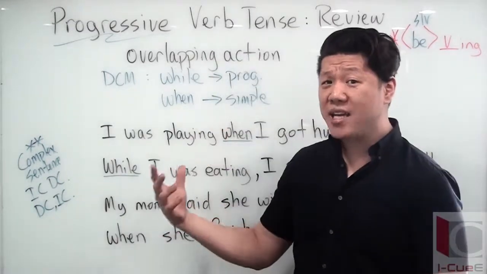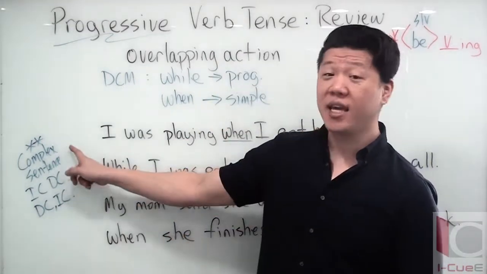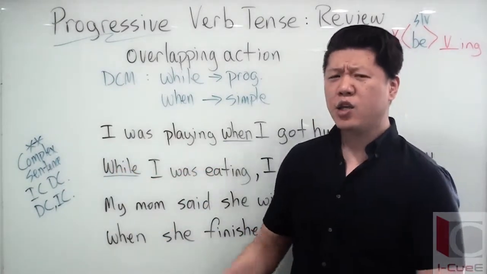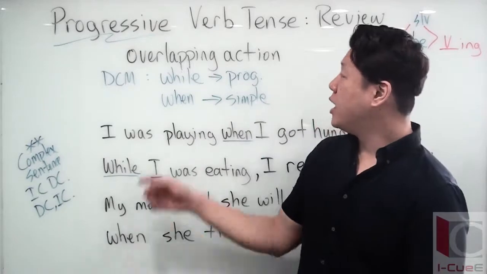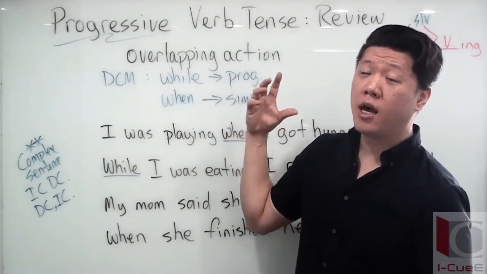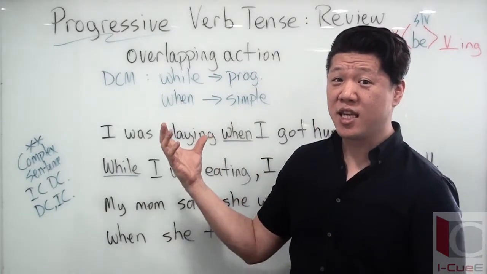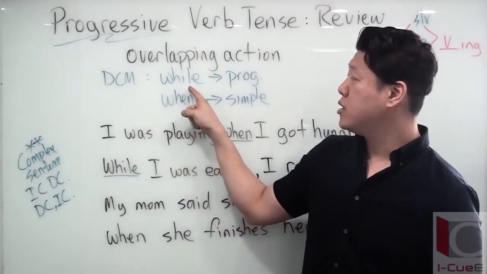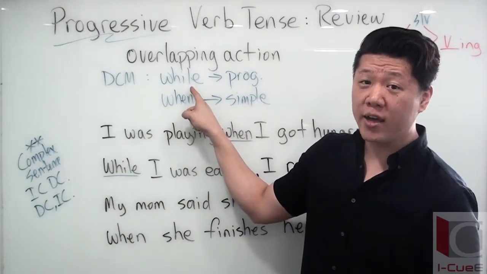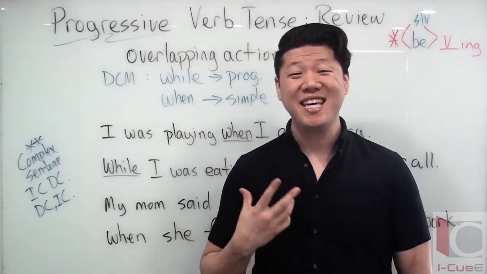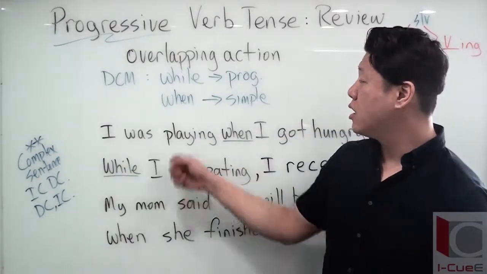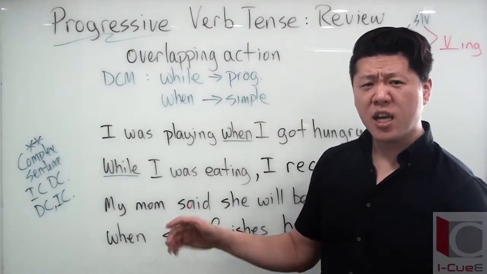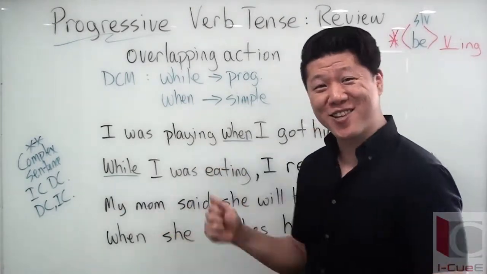So with the past progressive tense and trying to make a complex sentence, you have to be careful which dependent clause marker you are using. If you are going to use the progressive tense in your dependent clause, you want to use the DCM while. If you are going to use the simple tense in your dependent clause for your complex sentence, you want to use when. That still might be confusing, so let's look at an example here.